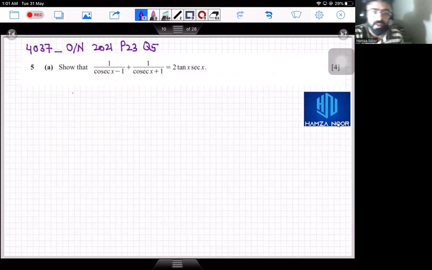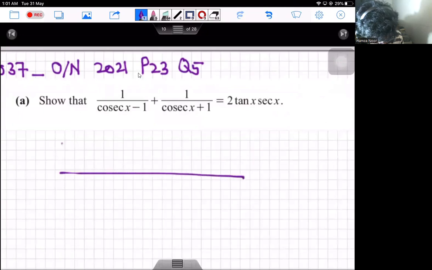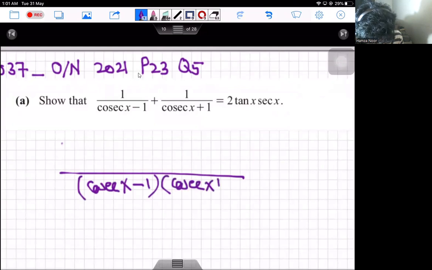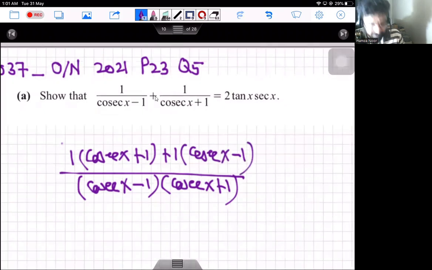All right, so the first thing I can do is express these two fractions as one single fraction, so that one single fraction would have a denominator of cosec x minus 1 multiplied by cosec x plus 1. And the numerator for this single fraction would be 1 multiplied by cosec x plus 1 plus 1 multiplied by cosec x minus 1. As simple as that.